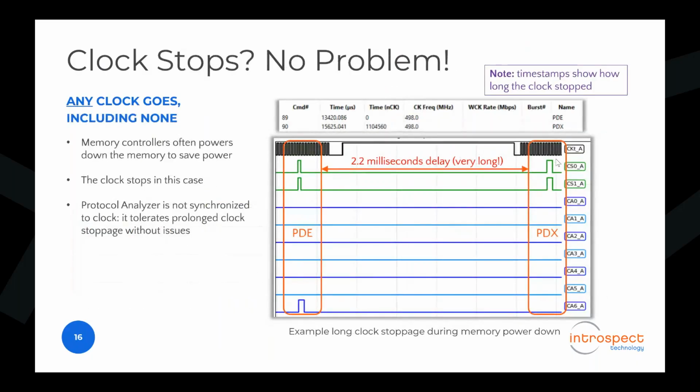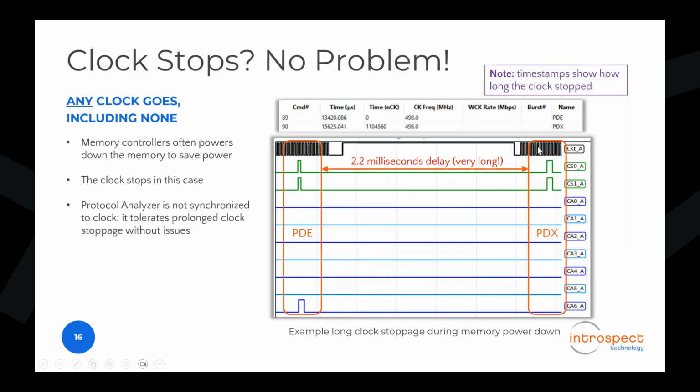Clock stops are even more jarring for equipment, and this is an example of a real form factor. I think it might be a smartphone form factor, where you see the analyzer basically goes from tracking the original clock frequency on the left, and the command that is here is a power down entry command. So we see the chip selects and the CA lines representing the power down entry command, and then the clock goes completely dead for a while, and you can see 2.2 milliseconds of stop clock in this case.